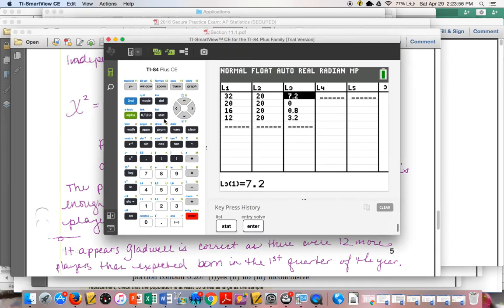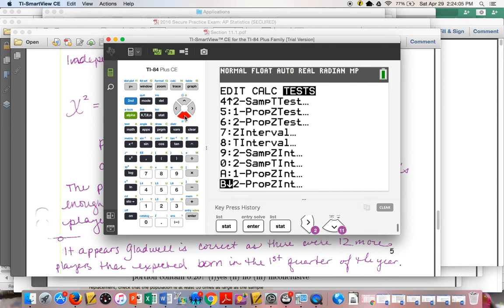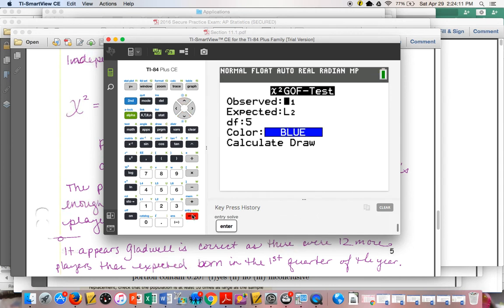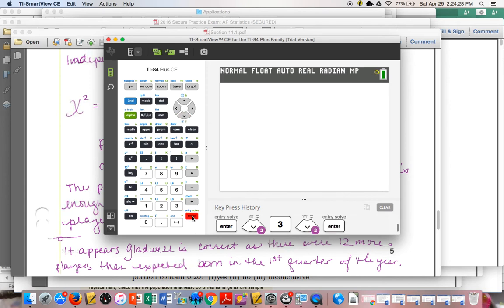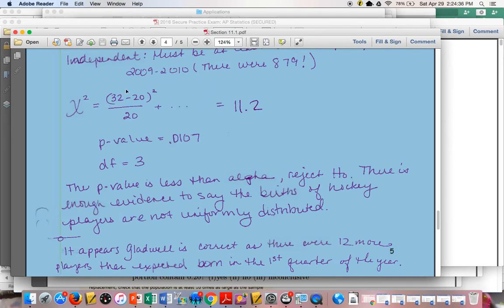All right, so the other way you could have done this test, you can go to stat, you can go over to tests, and it's D on this calculator. Now, even when you do this here in this calculator, you still had to have typed in list 1 and list 2, because you have to tell the calculator my observed are in list 1, my expected in list 2. And then the degrees of freedom, I'm going to have to just change that as well to the 3. And then I'm going to hit enter. So it's just a faster way to do it. You still have to show the same amount of work.